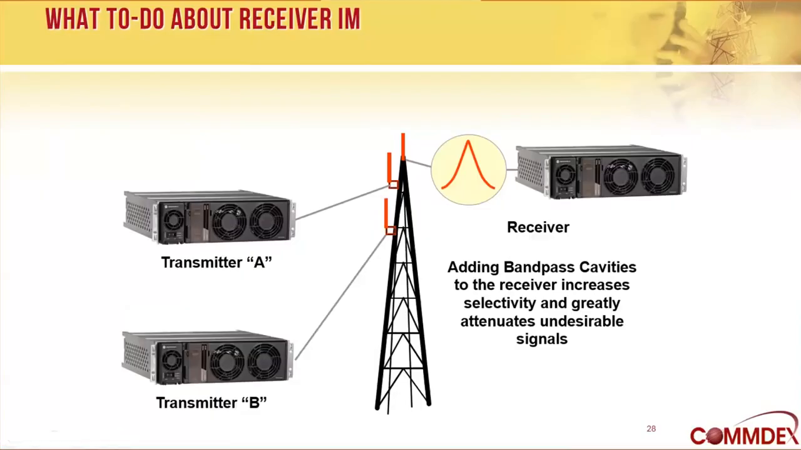So if we're getting intermod, once again, we're going back to what can we do to resolve some of the issues. We look at transmitter B and transmitter A combining to cause intermod on receiver A. We can add bandpass cavities to the receiver, again, assuming it doesn't occur right on top of the receive frequency. If it's nearby, we can filter it out with bandpass cavities.